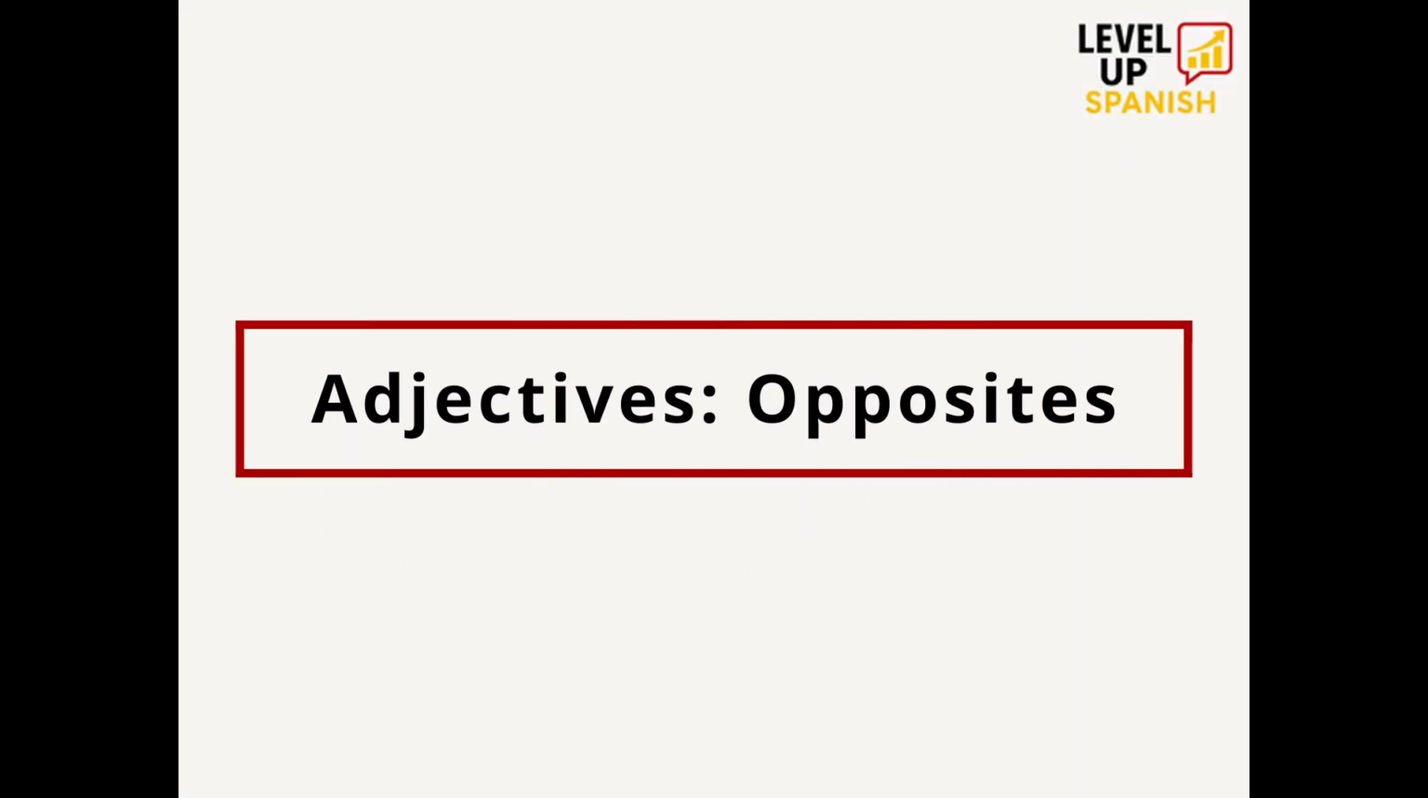Hello and welcome. In this lesson, we're going to learn about adjectives, and more specifically, opposites. We'll look at pairs of words like tall and short, big and small, and fast and slow. These are all describing words, and knowing their opposites helps us talk about people, animals, and things more clearly. Let's get started.